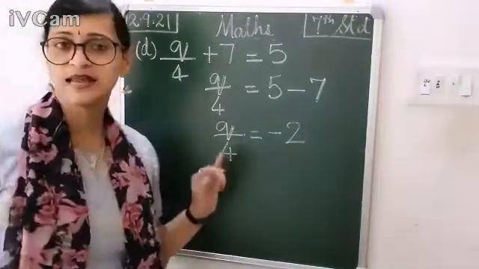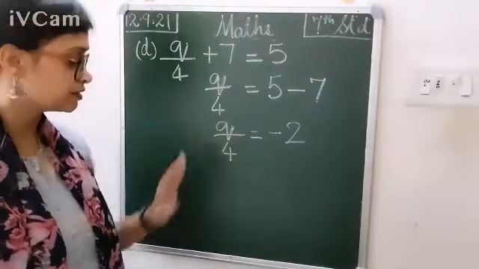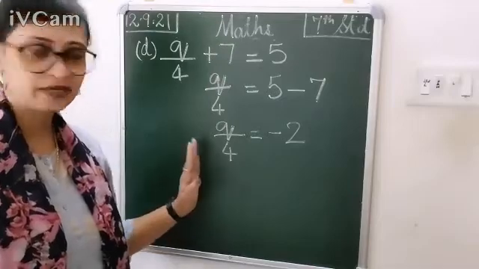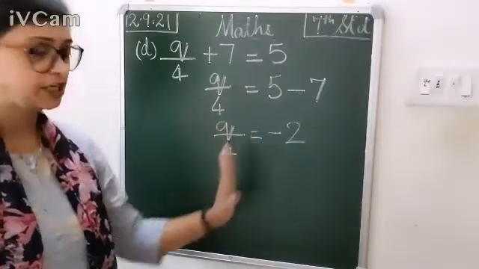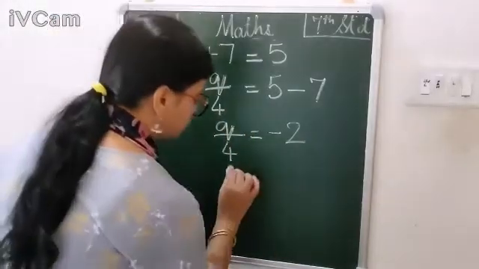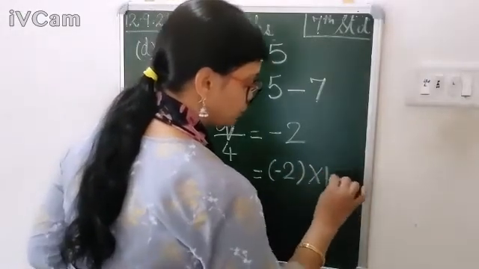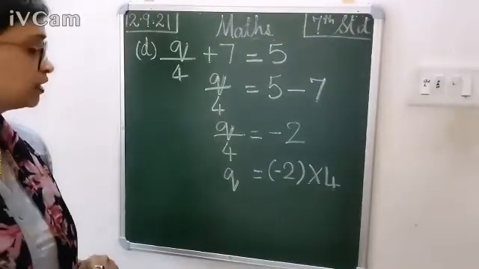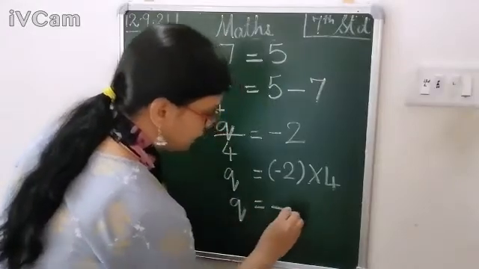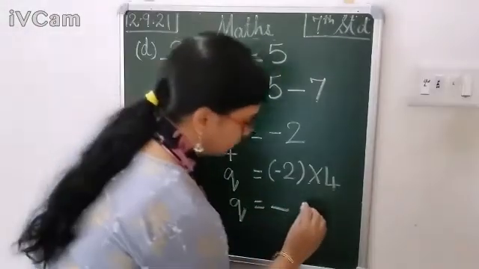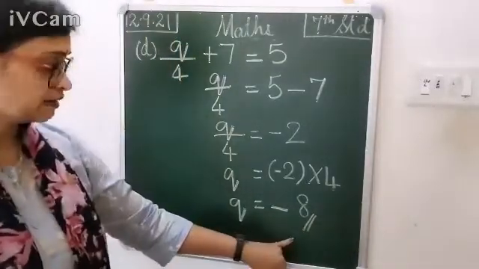Okay, now we still have 4 here. So we need to separate even 4 from the variable. So how do you do that? 4 is in the denominator, which means q is divided by 4. So when it comes to the right hand side, it changes to multiplication. So q is equal to minus 2 into 4. Correct? Okay, so when you multiply minus into plus is minus, 2 4s are 8. Okay, so your answer is the value of q is minus 8.